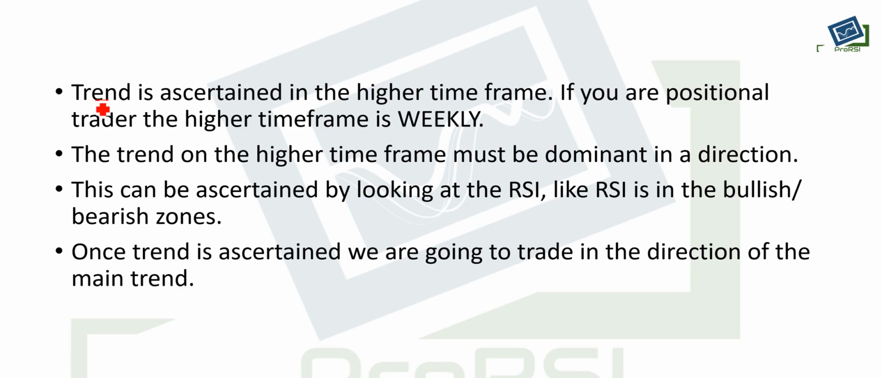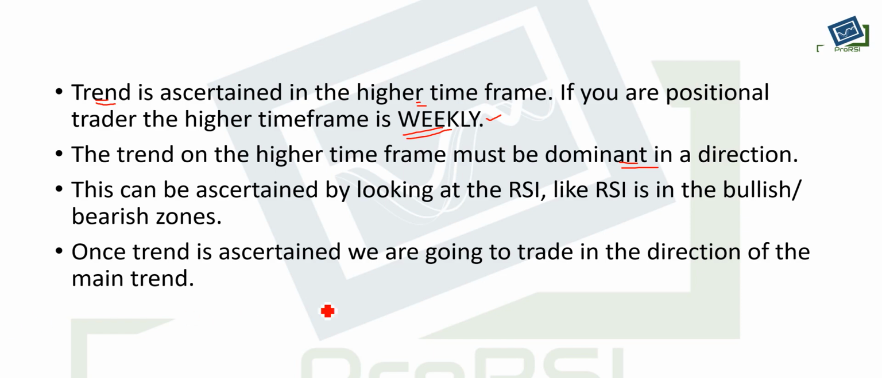So trend is ascertained on the higher time frame, right? If you are a positional trader, then the higher time frame is the weekly time frame. So the larger trend, or the bigger trend, is ascertained on the weekly time frame. The trend on the higher time frame must be dominant in direction. That means anything that you wish to trade, suppose on the weekly chart, the stock should be having a dominant trend.